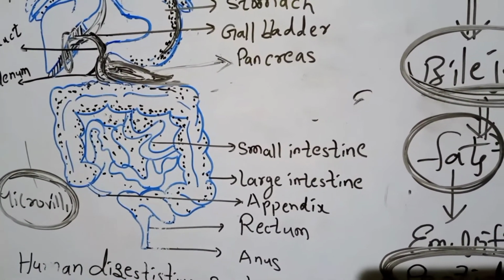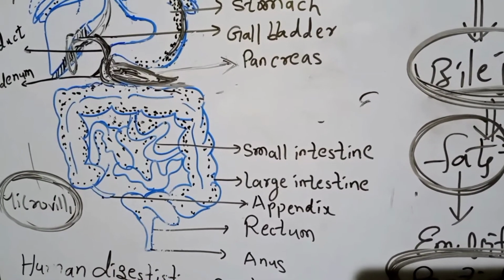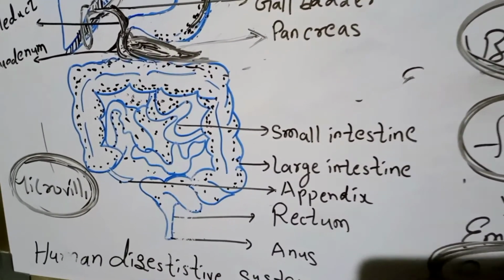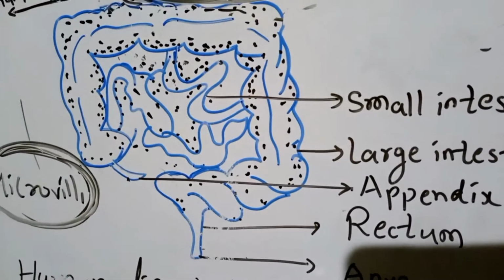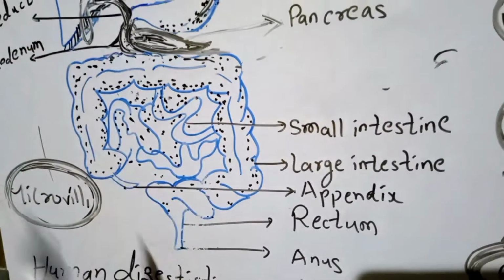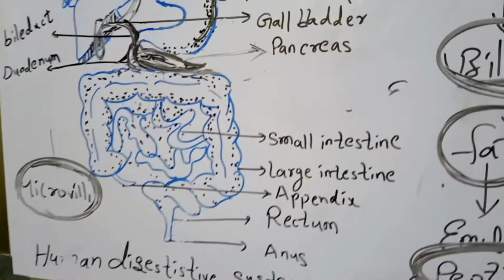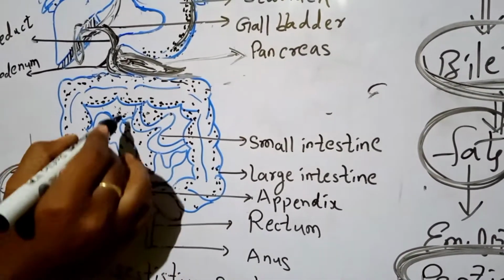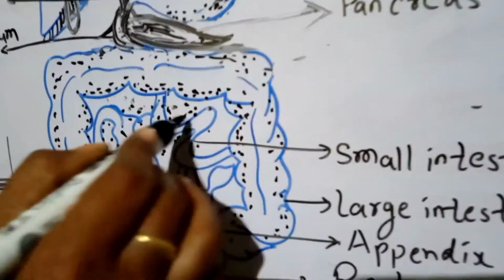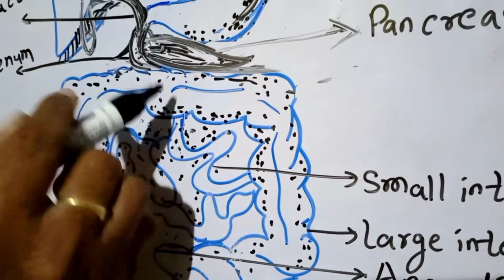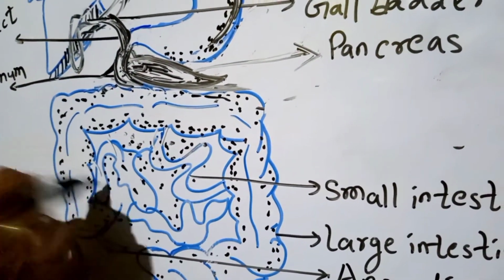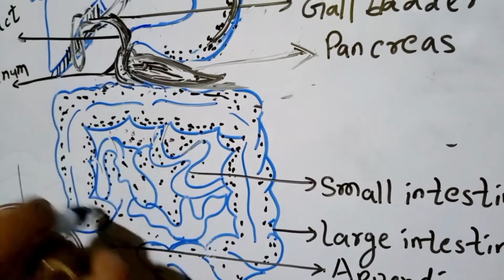Blood vessels and lymph vessels are present in the form of a network in the villi. What are present here? Blood vessels and lymph vessels. So this is a network-like structure. See children, this is villi. We can observe the finger-like projections.